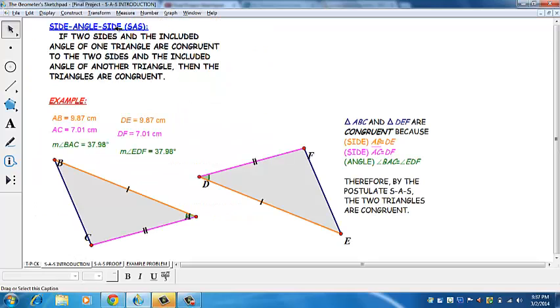Side angle side states that if two sides and the included angle of one triangle are congruent to the two sides and the included angle of another triangle, then the triangles must be congruent.